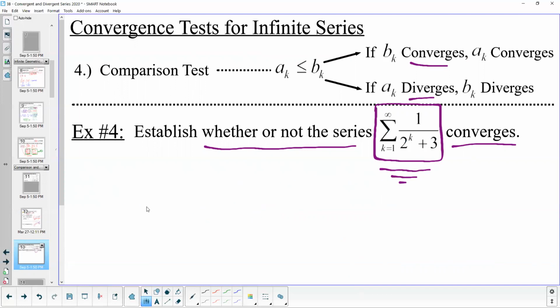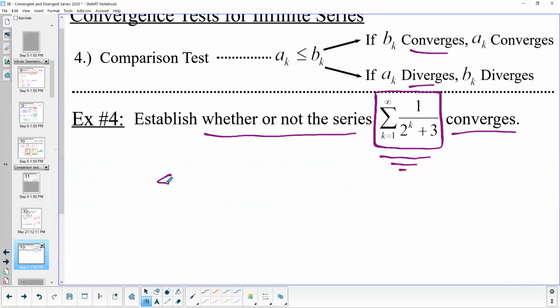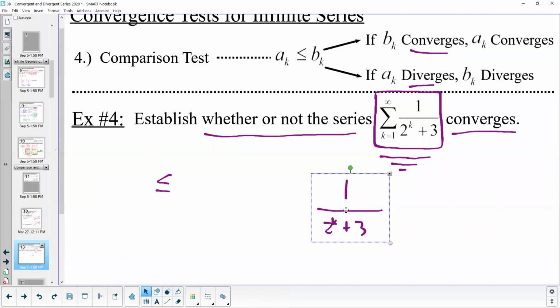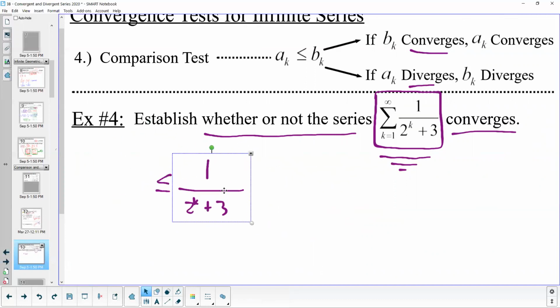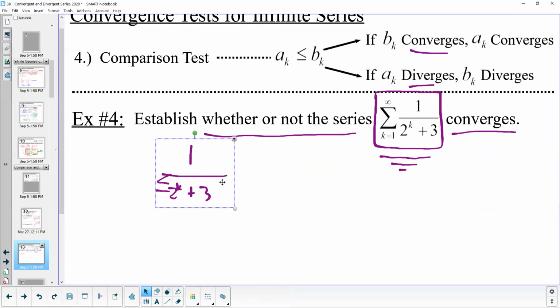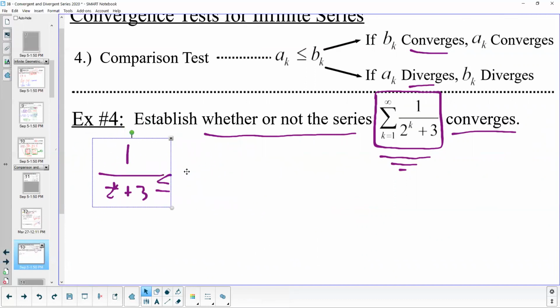And so what we're going to do right now is we're going to write an inequality. Now the problem we have is, let's back up a little bit. We have 1 over 2 to the k plus 3. And right now, we don't know if this value is going to be the upper or the lower. And so we've got to figure out, based on what we know, whether it goes here or whether it goes here.